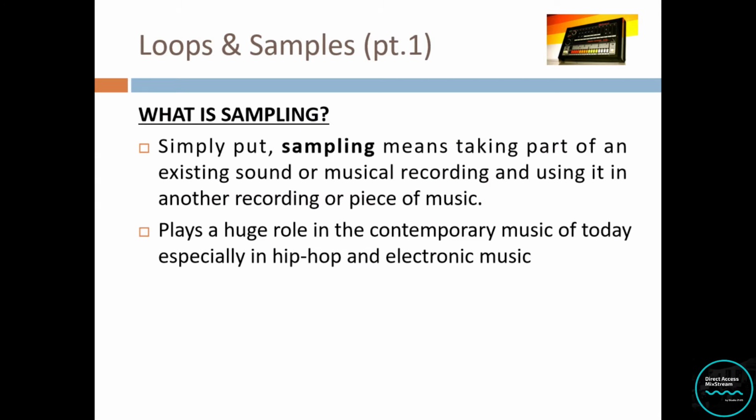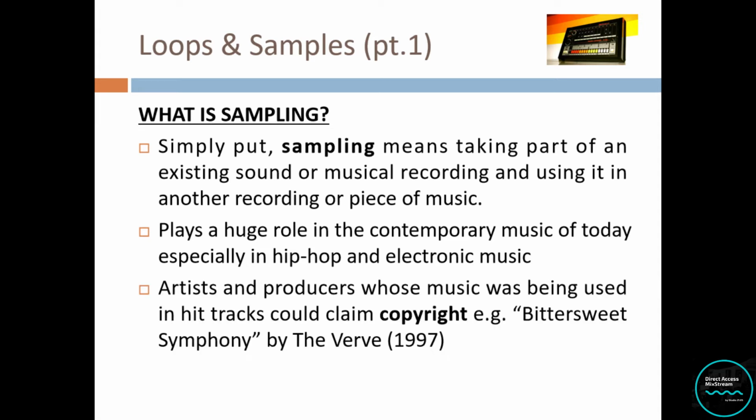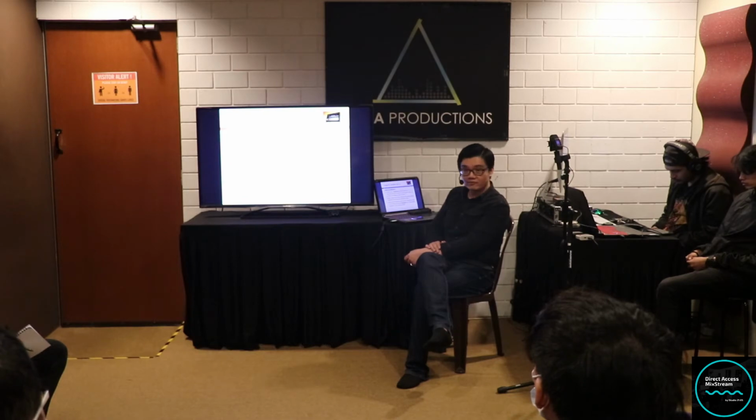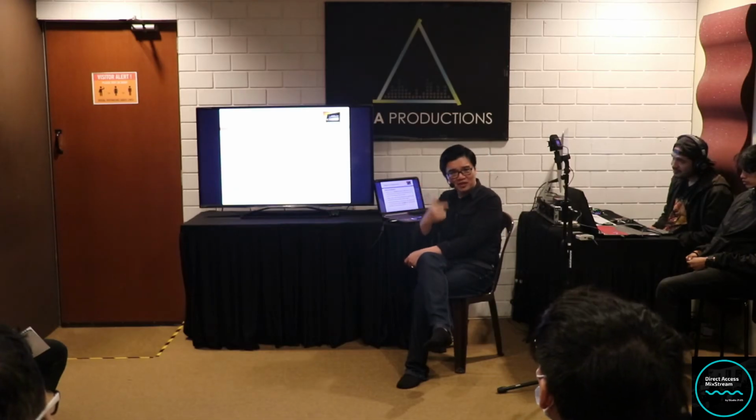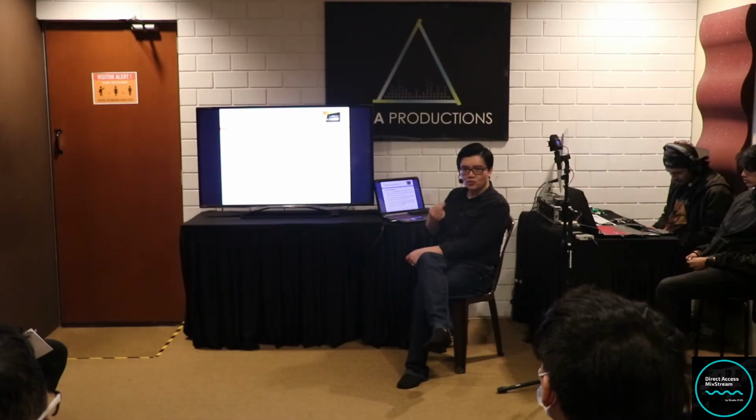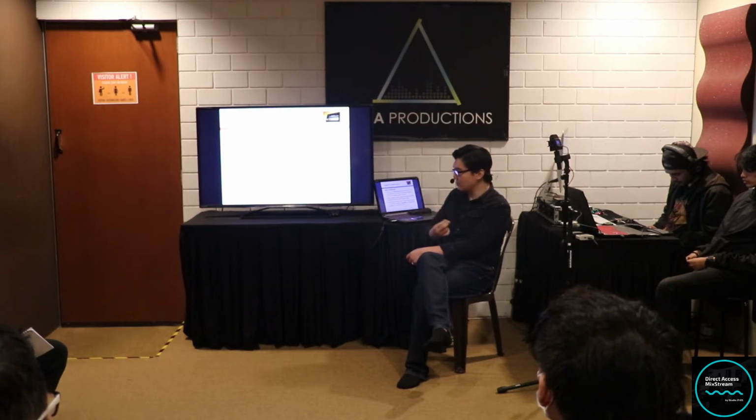Nowadays, it plays a huge role in modern contemporary music, especially in hip hop and electronic music, in EDM. Artists and producers whose music was used in the hit tracks could claim copyright. I don't know if any of you are old enough to remember the band The Verve. They had their hit single, Bittersweet Symphony. For obvious reasons, I can't play the sample over here in the video, otherwise I'd get a copyright strike. This was probably one of the first instances of a high-profile song. It was a major hit by the band The Verve.